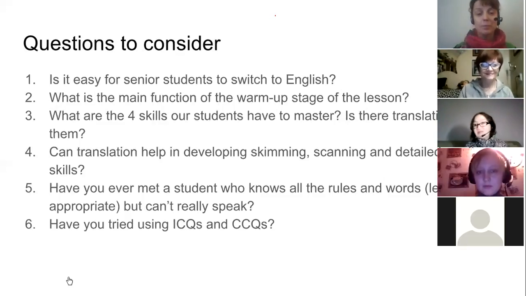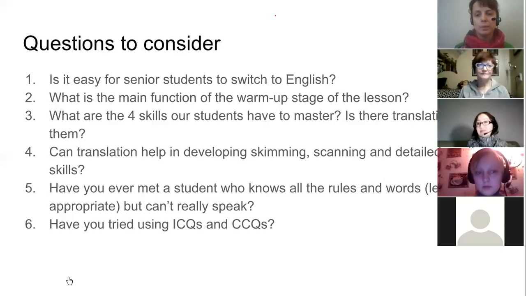Okay. The idea to use translation to revise vocabulary at the beginning of the lesson. What is the main function of our warm-up stage? To immerse the students into the language, into the English atmosphere. So English atmosphere. Is it a good idea to use translation at this stage? Oh no, not at all. Why not? The simple words and phrases and only English. Because otherwise the idea loses its sense. Yes, they switch from Russian into English. Yes, they start thinking in English, hopefully.